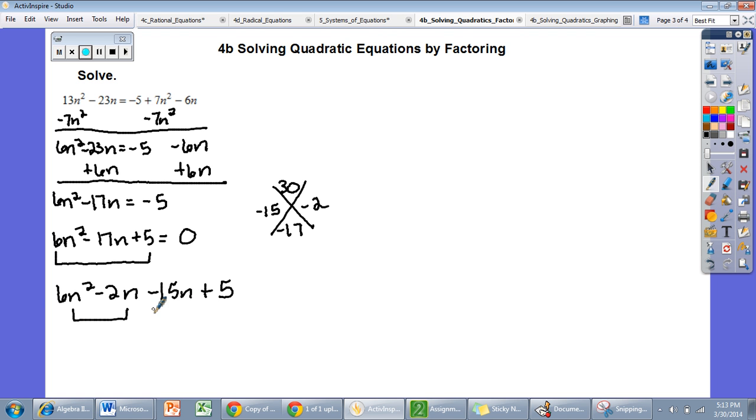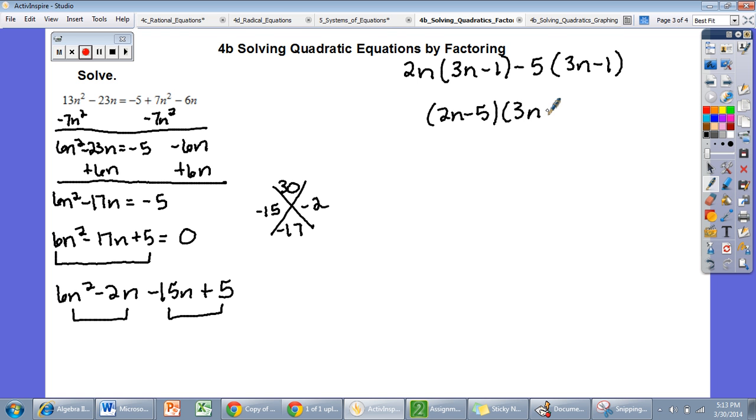So I group these and group these, and I'm going to continue up here. I take out a 2n, and then I'm left with 3n minus 1. And then I take out a -5, so that I'm left with a positive 3n minus 1. So my factors are 2n minus 5 and 3n minus 1.